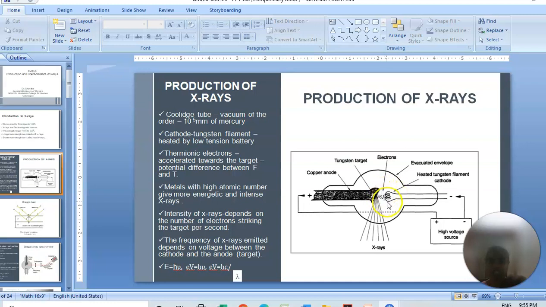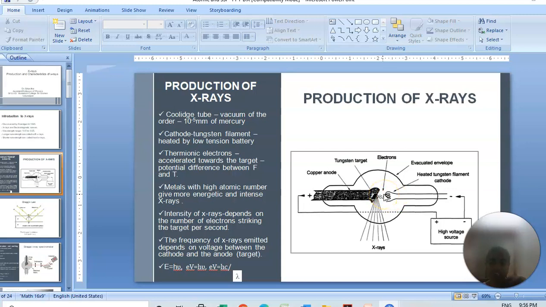So this filament is heated up to a particular temperature. Thermionic emission will take place, the electrons will reach the target, and the intensity can be controlled by the filament temperature. So the intensity of X-rays varies with the filament current.